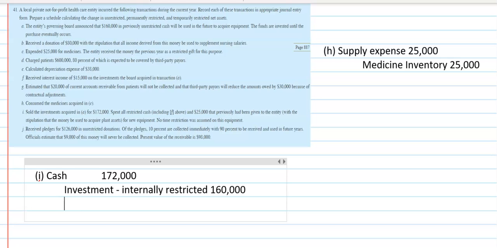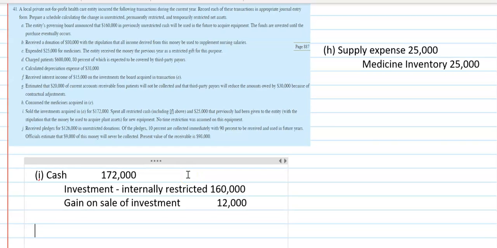Gain is always a credit, so we are crediting gain on sale of investment. So you know the difference, 172 minus 160. So their gain on this investment is $12,000. So this is how they collected the sale proceeds after selling the investment.